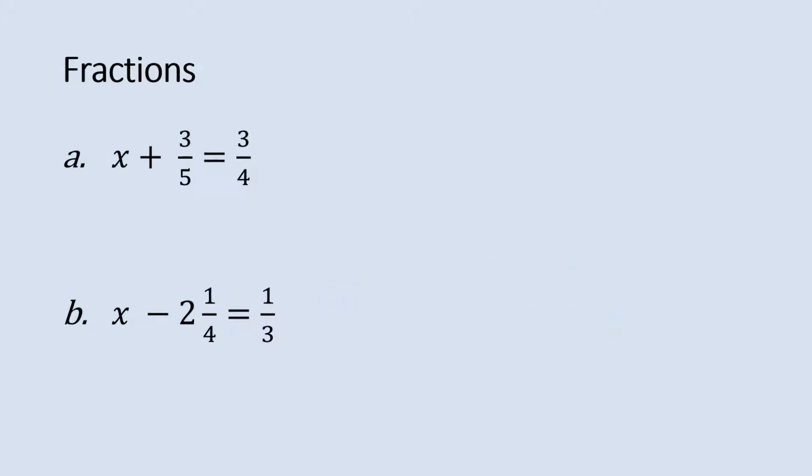So in these first two problems, we're adding and subtracting fractions, which means they need a common denominator. So for A, we want to start off by just subtracting 3/5 from both sides. And then since these denominators aren't the same, we want to give them a common denominator. Now in this case, a common denominator is going to be 20.